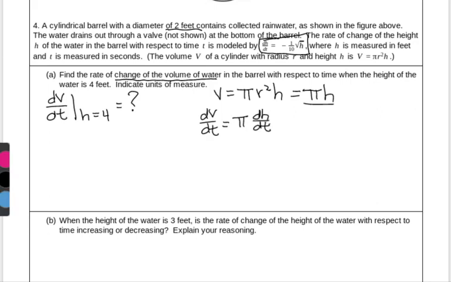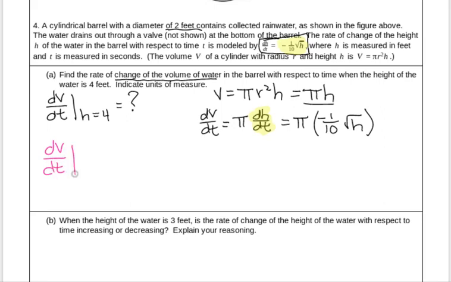Now, we were told up here that dh/dt is negative 1 over 10 times the square root of h. So we're going to plug that in right there. That means dV/dt is equal to pi times negative 1 over 10 times the square root of h. If we're looking for dV/dt when h is equal to 4, we're just going to plug that in.